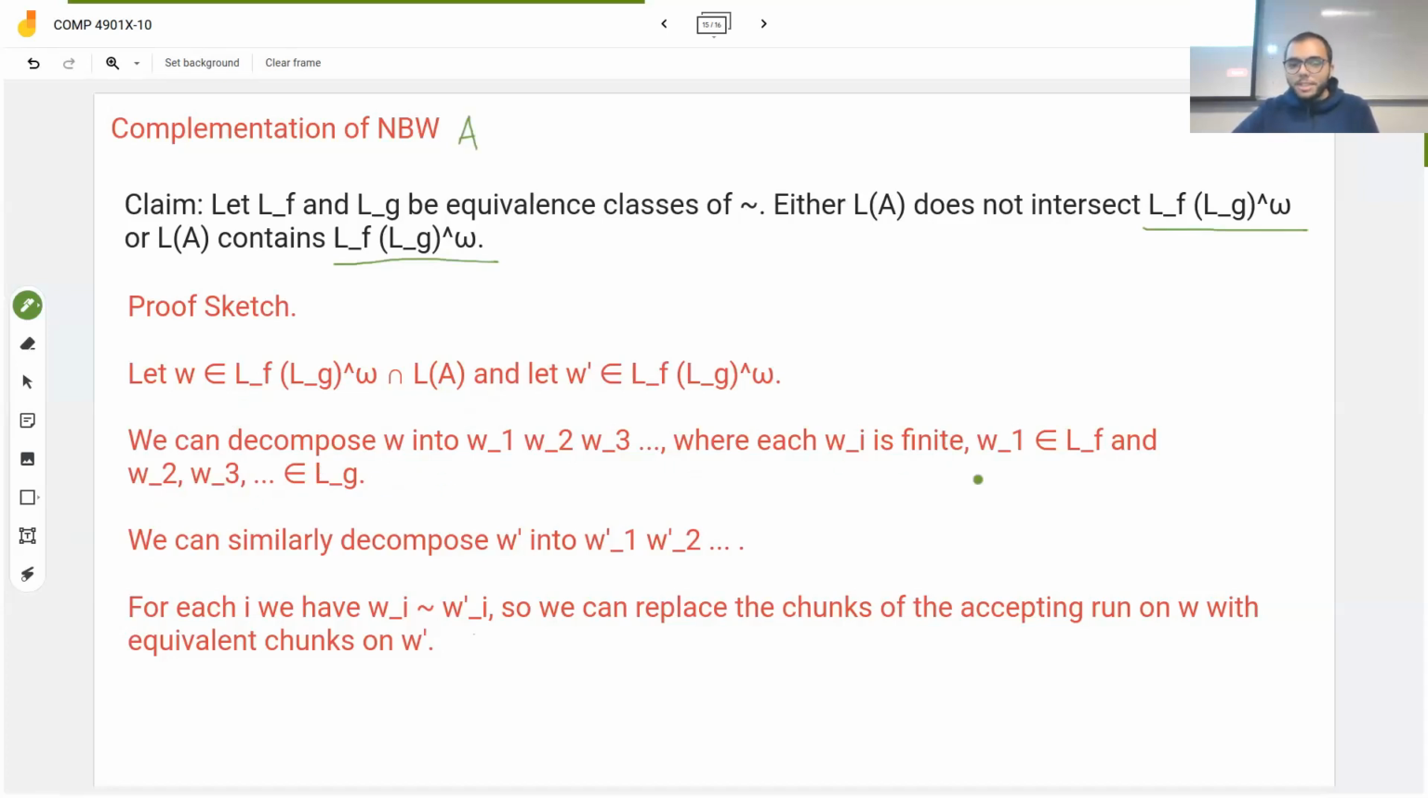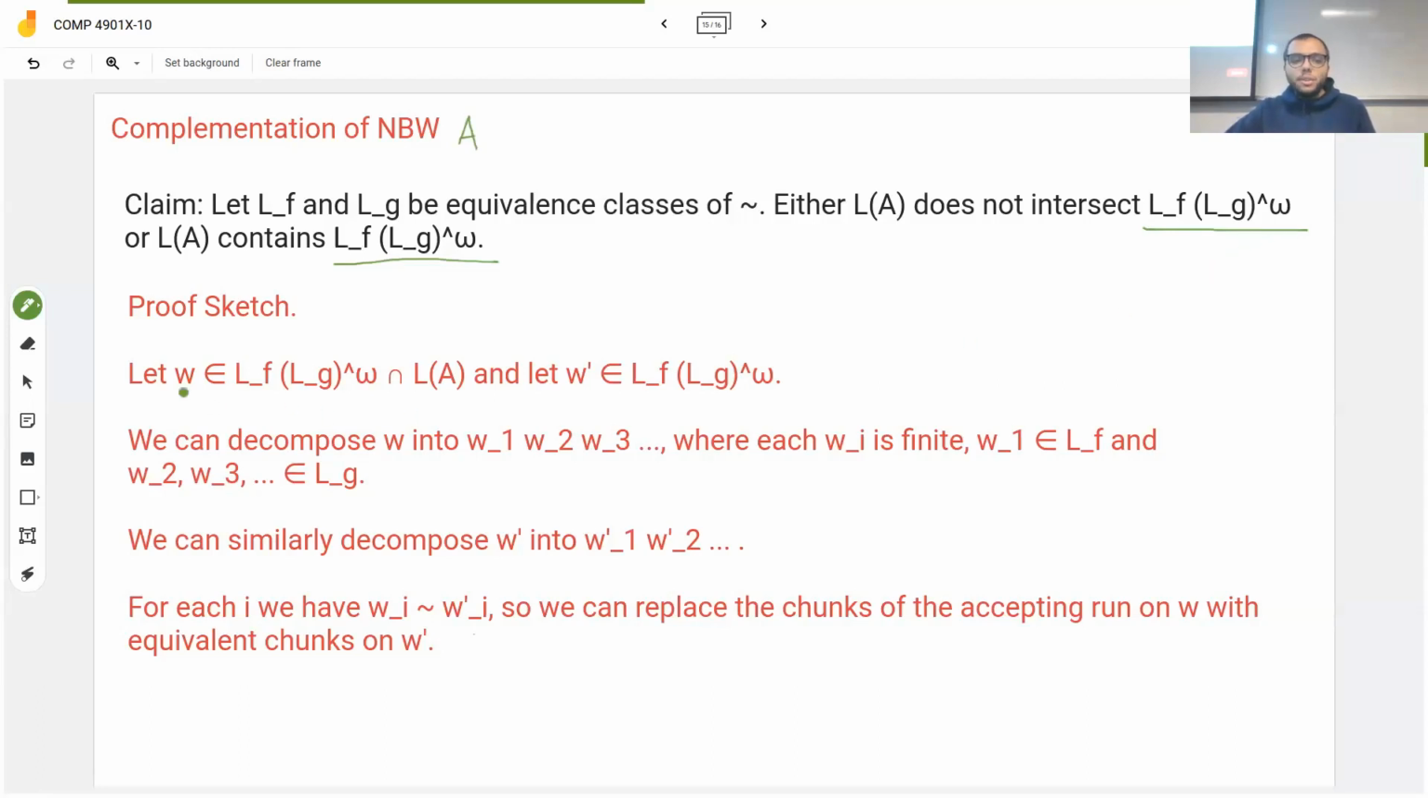But this means that I can replace W1 with anything else that was in LF. And since A accepted W, A will accept the string after that replacement. Similarly, I can replace W2 with everything else in LG. Any other string in LG can be used to replace W2, and it will not change the acceptance, because that's how we define our equivalence relation. So any string that is in LF LG omega is also going to be accepted.